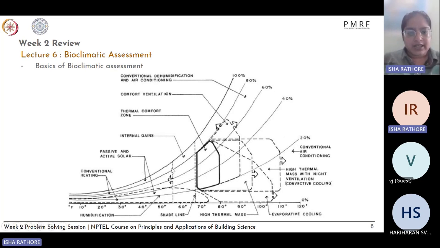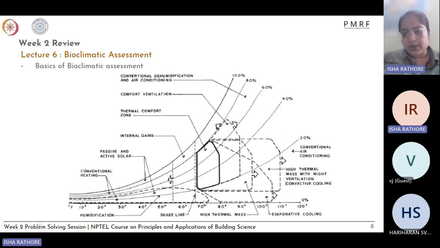So all of these lines are basically strategies which can be used to increase the thermal comfort of the occupant. So in the demonstration in the lecture video, we also looked at the Climate Consultant software, where the demonstration was shown on the number of comfortable and uncomfortable hours for a particular location. So these are the same design strategies.